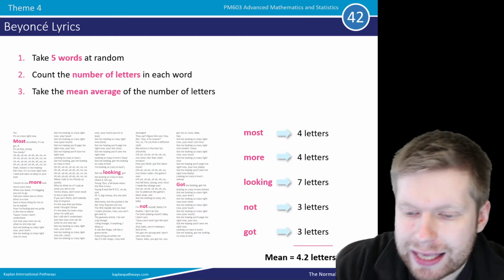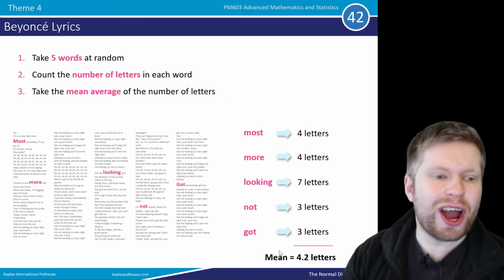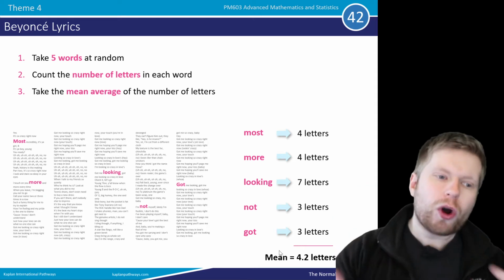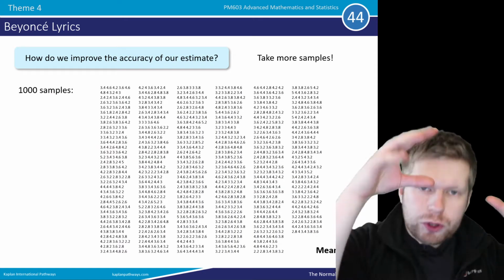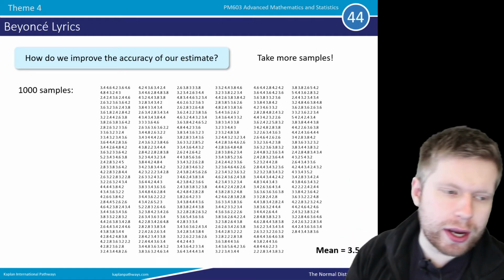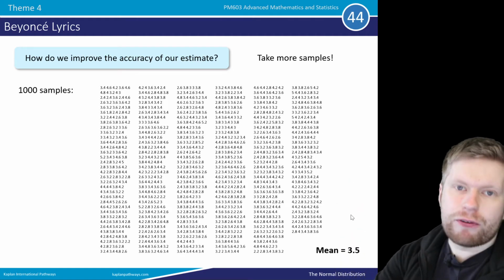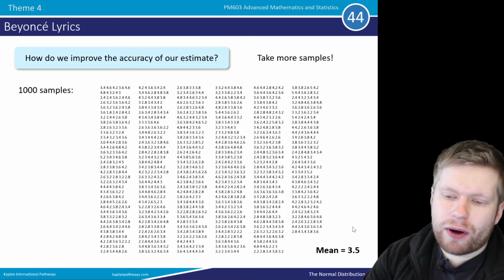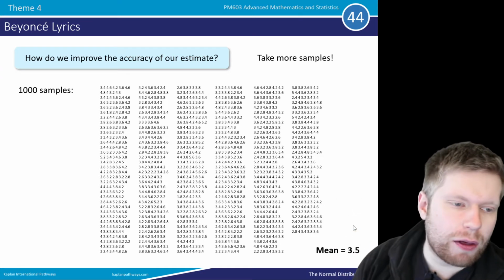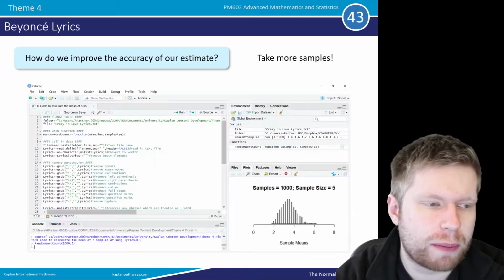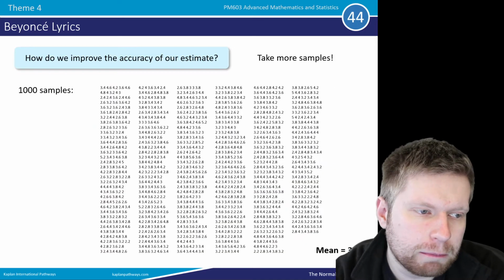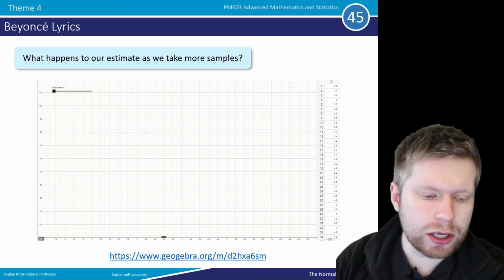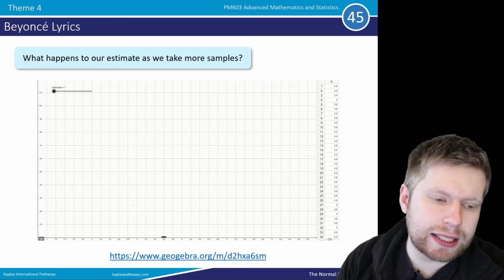Now, are you happy that that is different to the 4.2 that I took with one sample? I'm more confident it's more accurate because I'm working with more data, okay? I'm doing this sampling method over and over again, and then taking the average of those averages, and I find that the mean word length should be around 3.5. So I'm more confident with that 3.5 than I was with the 4.2 from my first sample, okay?